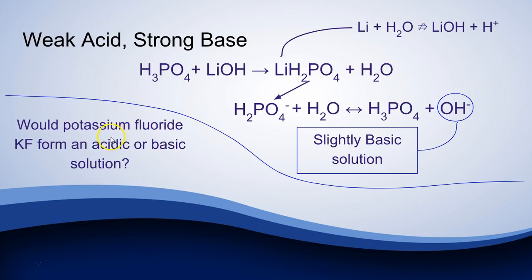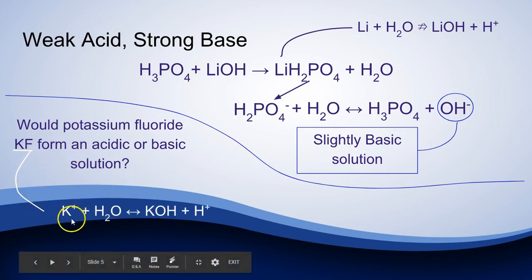So another example, potassium fluoride, would it be acidic or basic? You could go ahead and pause the video and try and figure this one out on your own. Always look at the ions that are produced. So we're going to have potassium ions. Those could theoretically hydrolyze, grabbing OH off of the water molecule. Or we could have fluoride ions hydrolyzing to grab an H off of the water molecule. Which one is more likely?